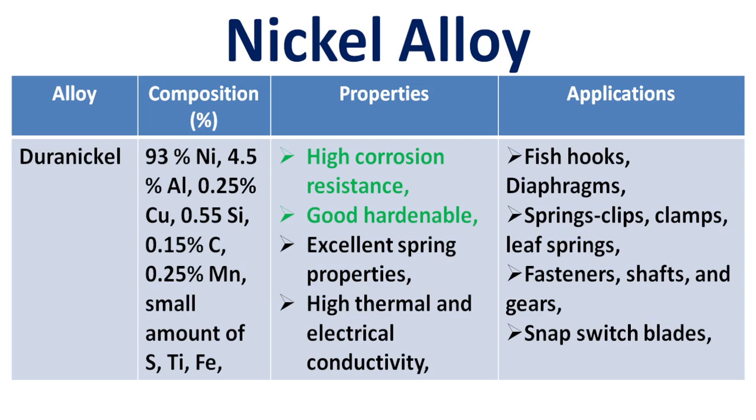Nickel alloy. The first one is Duranickel. Its composition is 93% nickel, 4.5% aluminum, 0.25% copper, 0.5% silicon, 0.15% carbon, 0.25% manganese, and a small amount of sulfur, titanium, and iron. Its properties are high corrosion resistance, good hardenability, excellent spring properties, and high thermal and electrical conductivity.